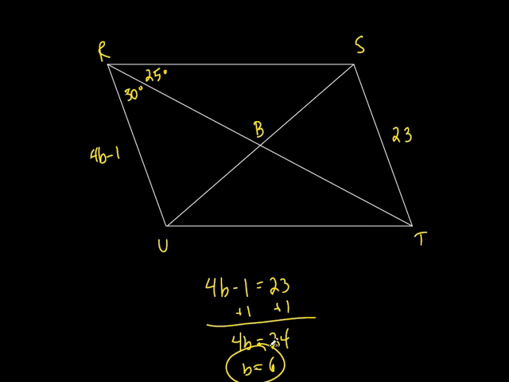Pretty simple, right? Is there any way I can find RS and UT? Did you say yeah or no? Look at it. Everybody think. Come on, let's think a little bit. Can I find RS or UT if I know these two sides? What would I do?